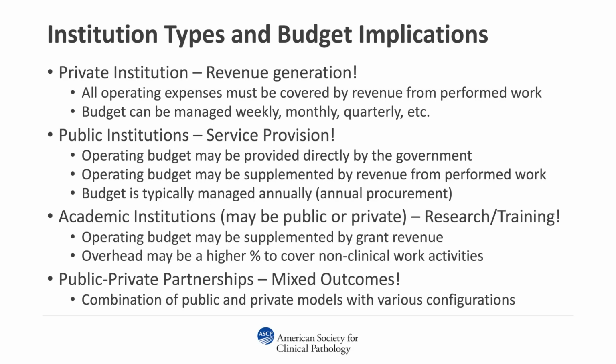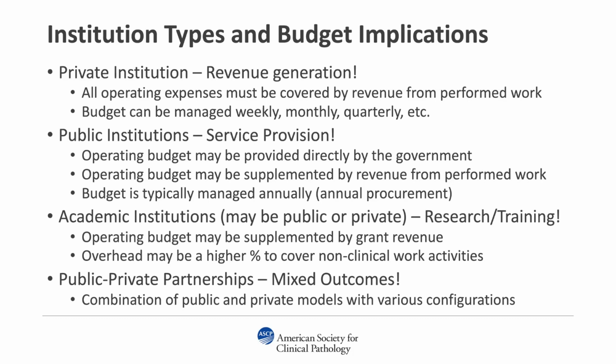Then we have what we call public institution, and the goal of a public institution is service provision. You could also put this into the same category as a nonprofit or a not-for-profit in the US. And here, the operating budget could come directly from the government. The operating budget could be supplemented by revenue from the work that's performed.